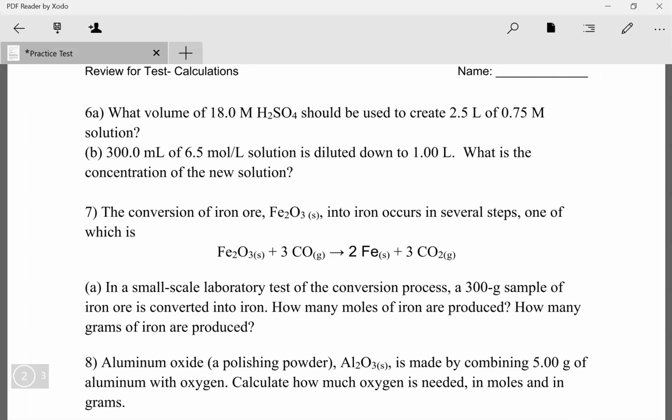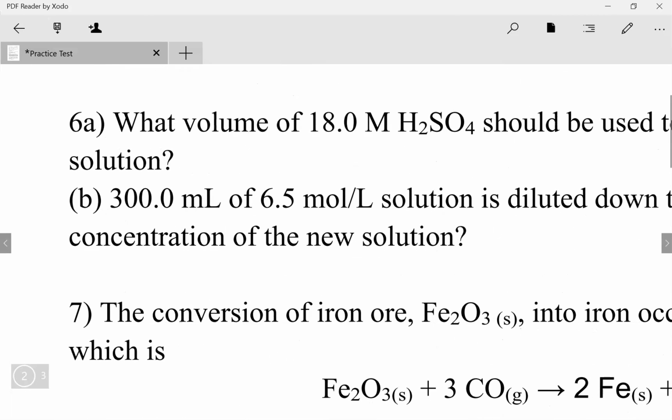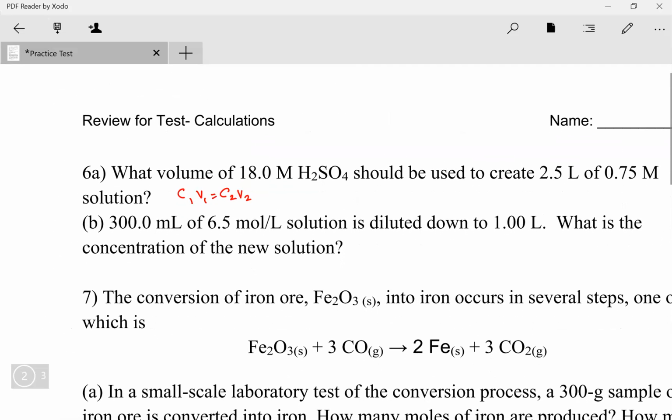So this is a dilution kind of question. What volume of H2SO4 should be created? So this is basically, again, you're essentially doing C1V1 equals C2V2. C1V1 is the before dilution, so this is the C1. What volume? So we have to find V1. This is V2, it's 2.5, and this is C2, 0.75.